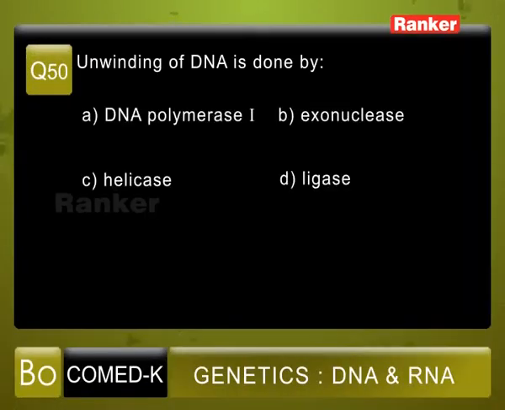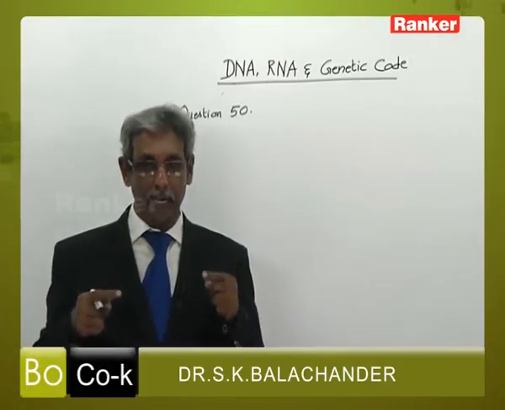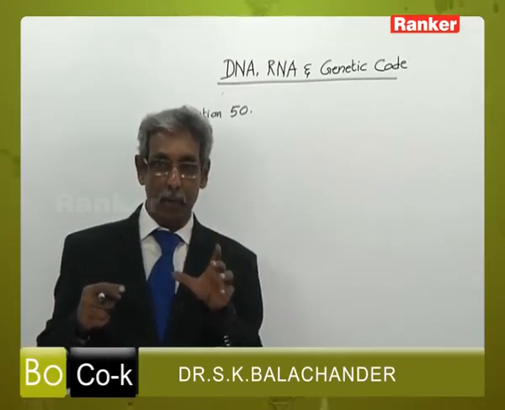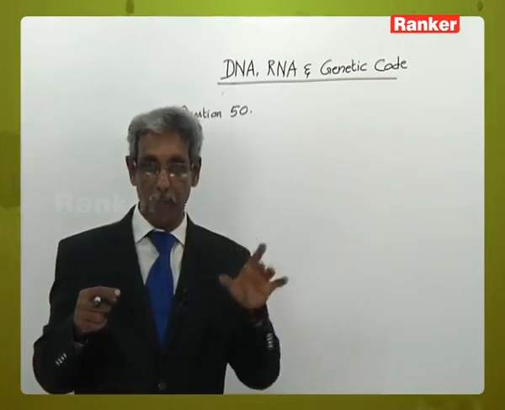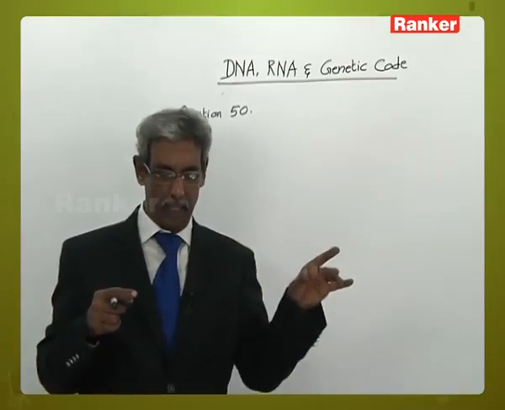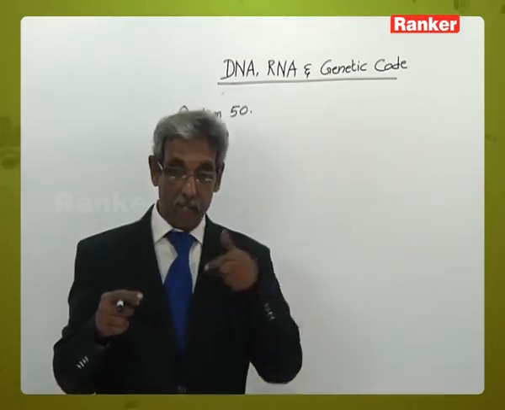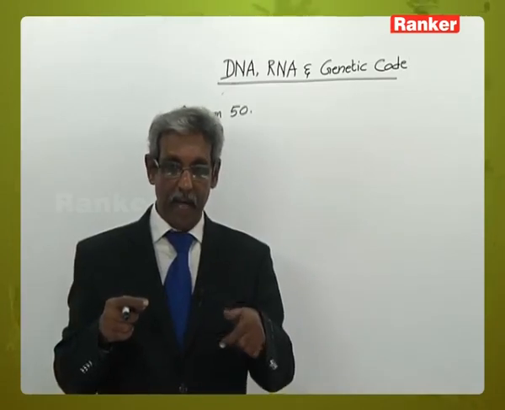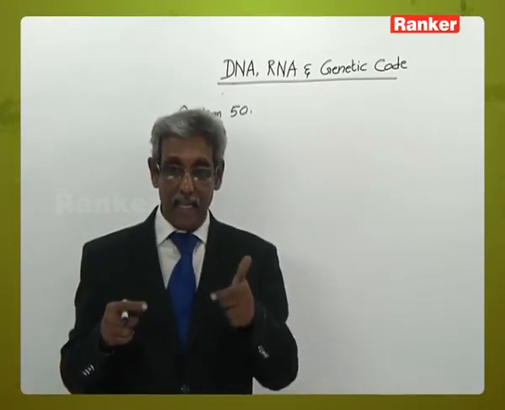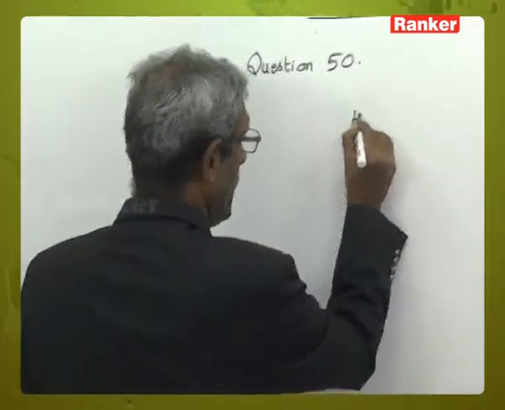Unwinding of the DNA is done during DNA replication. How do the DNA strands unwind? Unwinding is due to A, DNA polymerase. No, DNA polymerase is an enzyme which is responsible for the synthesis of the daughter DNA during DNA replication. B is exonuclease. Exonuclease is an outside enzyme which is added. And when you take helicase, helicase is a DNA unwinding enzyme. So the correct answer is helicase.